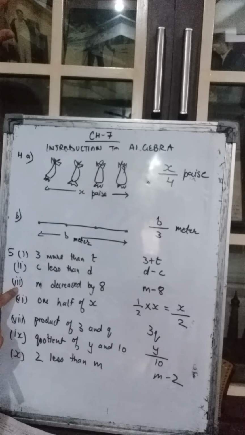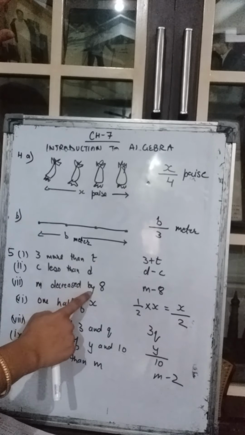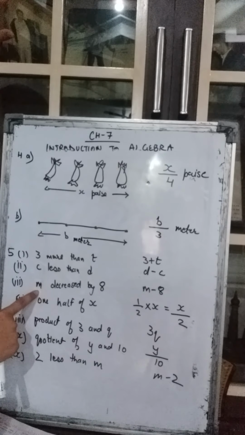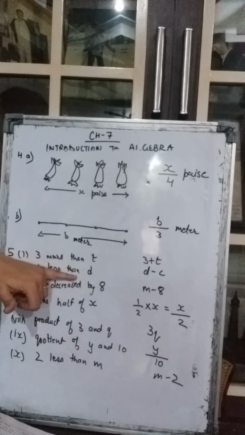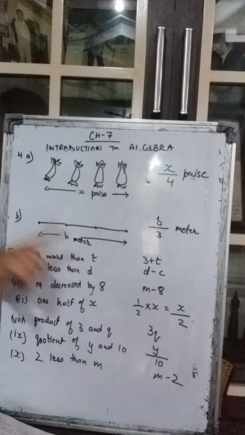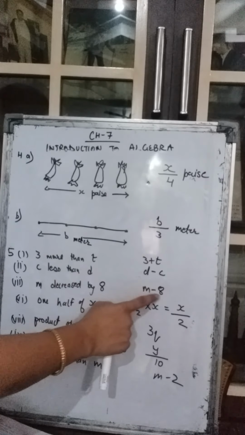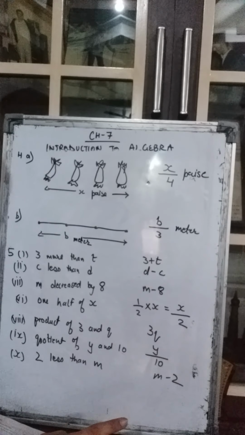Third part, M decreased by 8. Decrease also means minus. Here M will come first only. Only whenever there is less than, then whatever is there after than, that comes first. So m decreased by 8, m minus 8. It is simple.